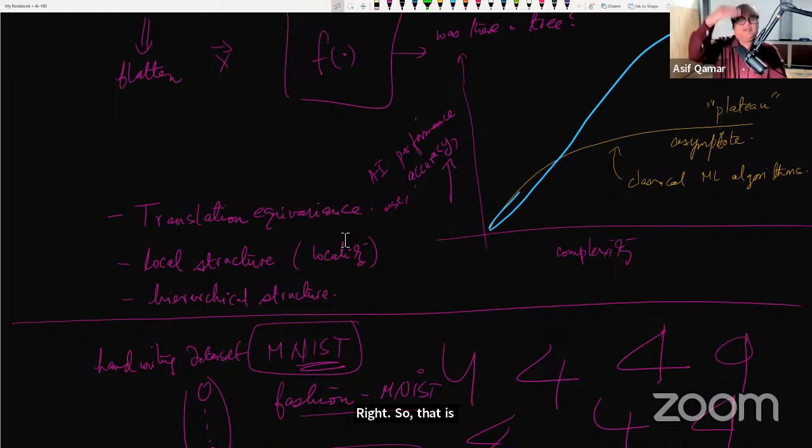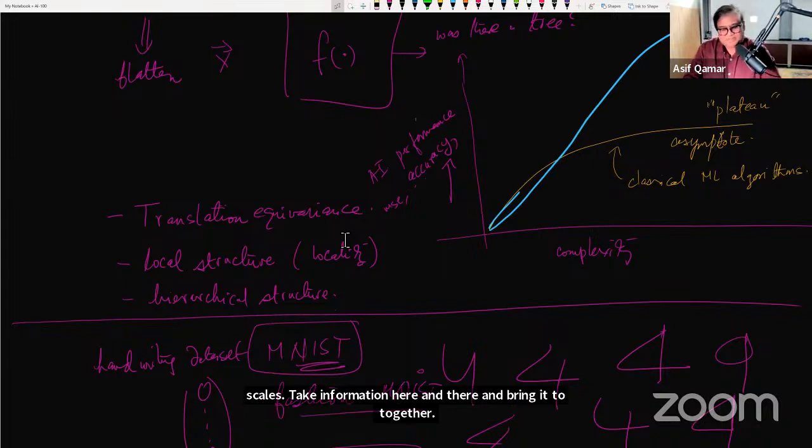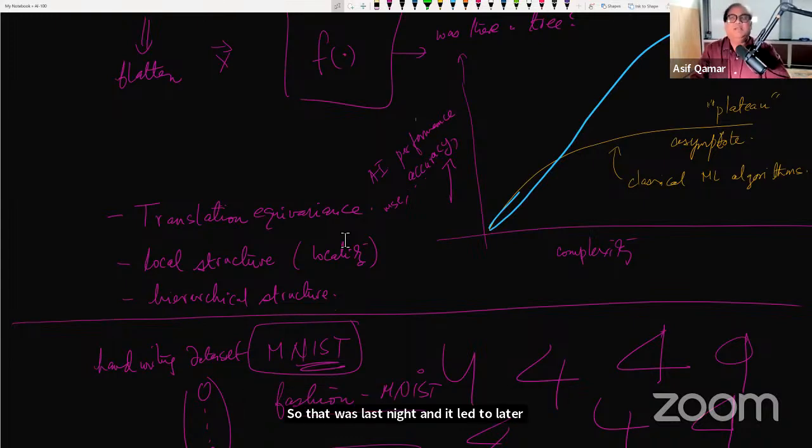Different scales, hierarchy of scales. You realize common sense tells you to go back a few scales, right? Take information here and there and bring it together. So that was ResNet, and it led to later on the evolution of one of the most successful image segmentation algorithms. We will cover that, called UNet.